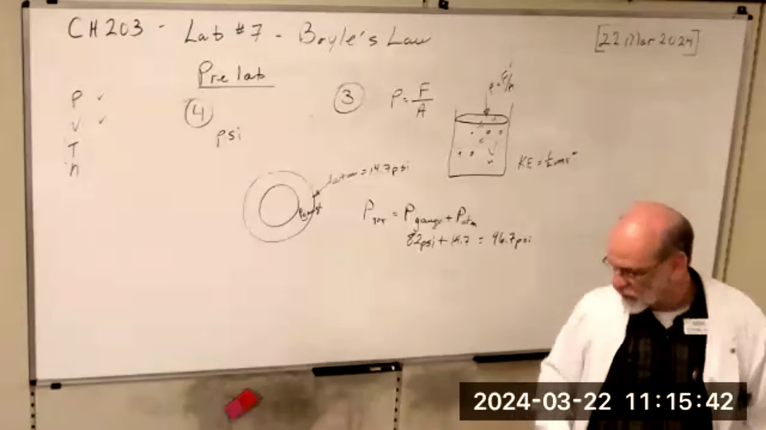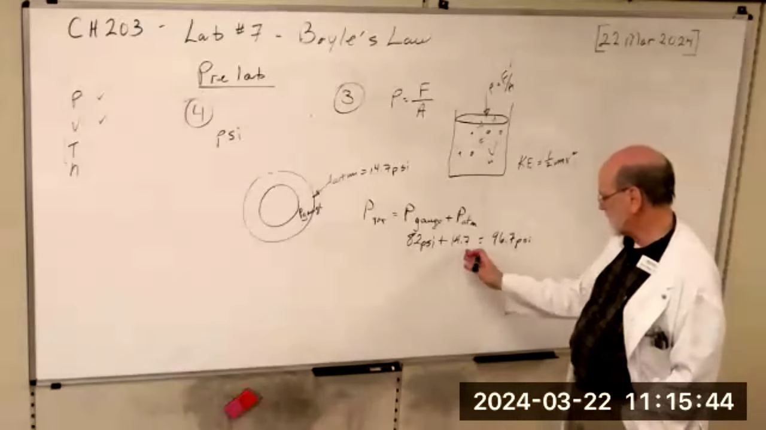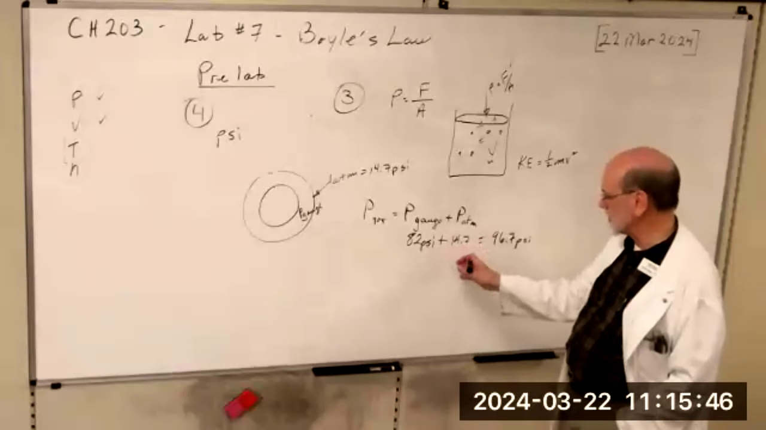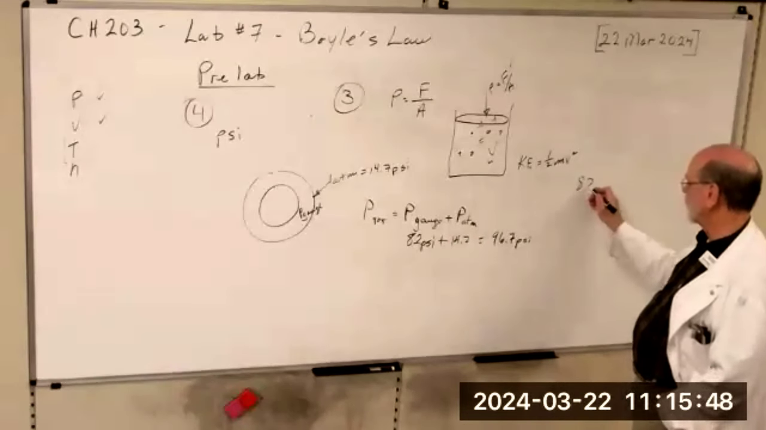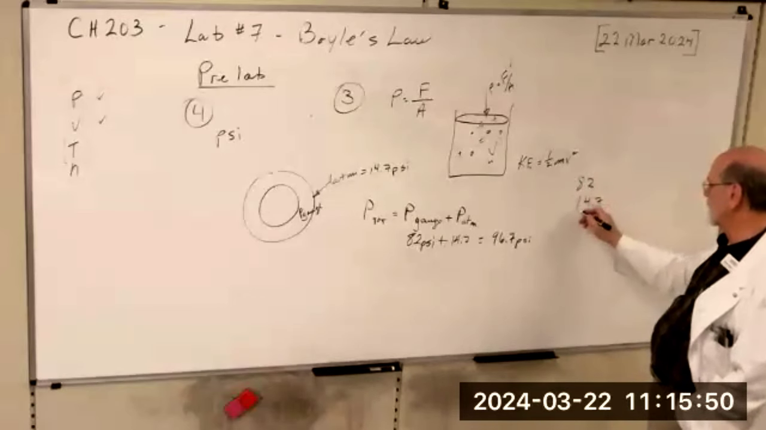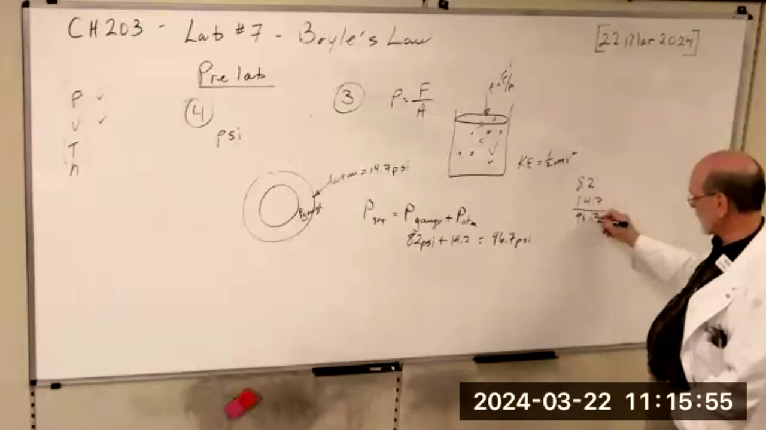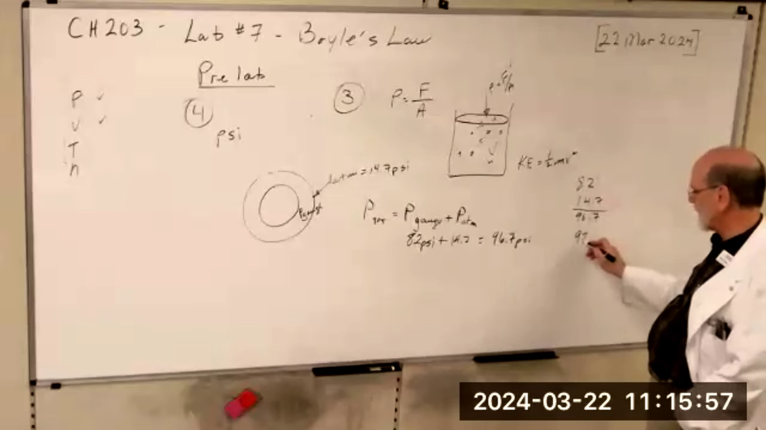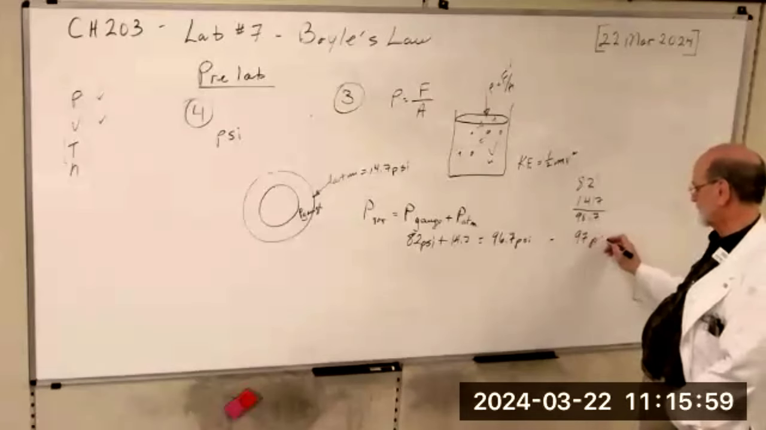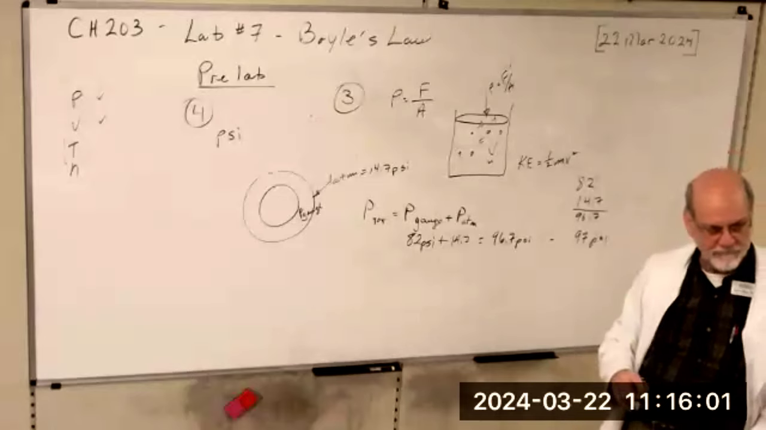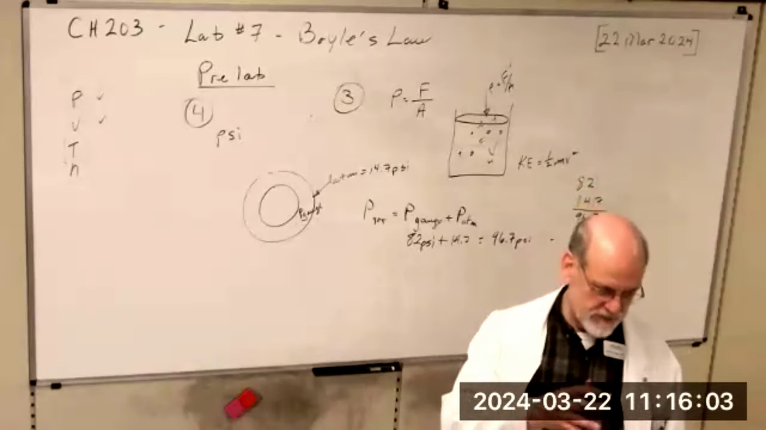Or you could round it off to two. Let's see, since this is addition, remember the rules: 14.7, 96.7, but we are stuck with that one. So we have to round it off to 97. Significant figures.